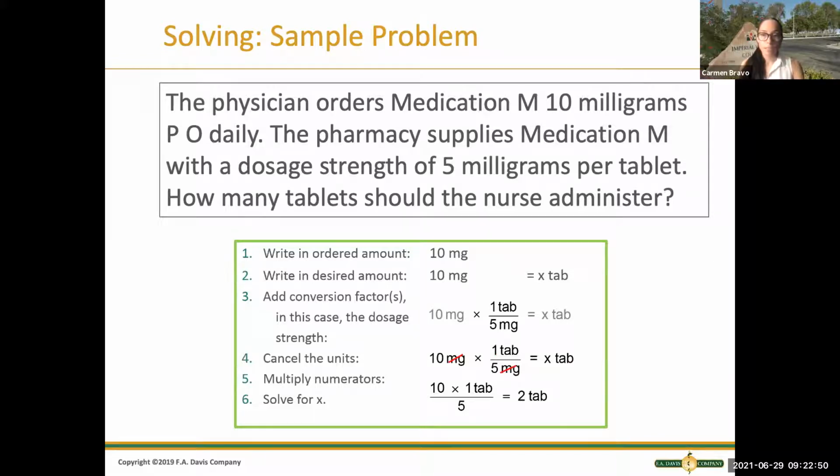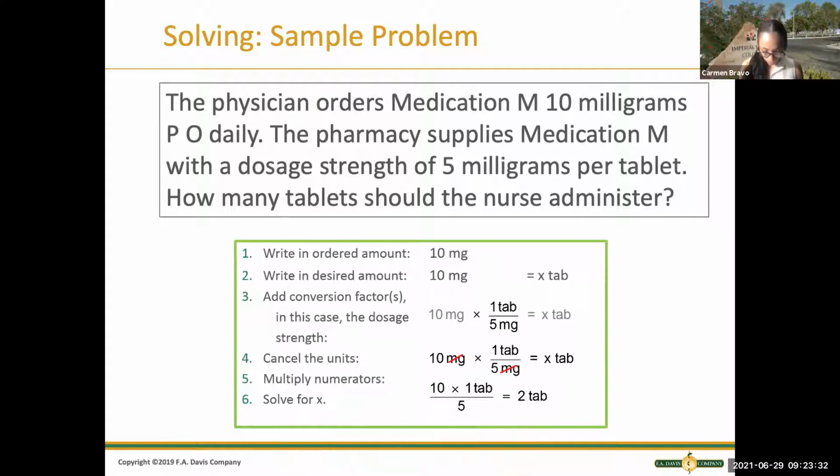Okay, let's work on one. Do you guys more or less get it? I personally like to always put the unknown first. For example, it's saying how many tablets, so I like to start off by always putting what I'm looking for. That way I don't forget. So I put tablet and then I start working my problem: milligrams times 1 tab, and then the 5 milligrams. That way I don't forget that what I'm looking for is tablets.